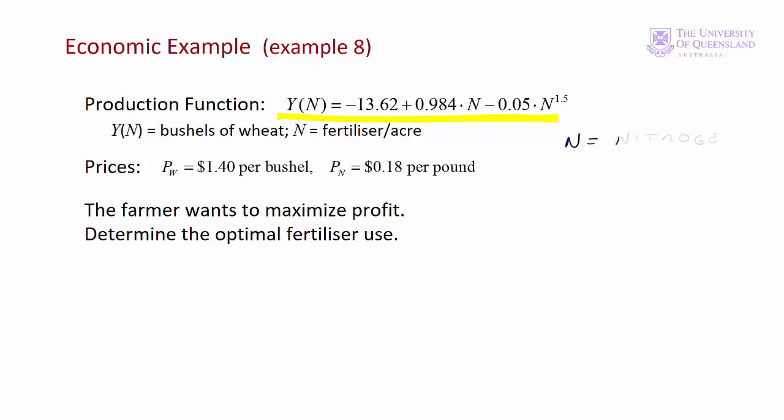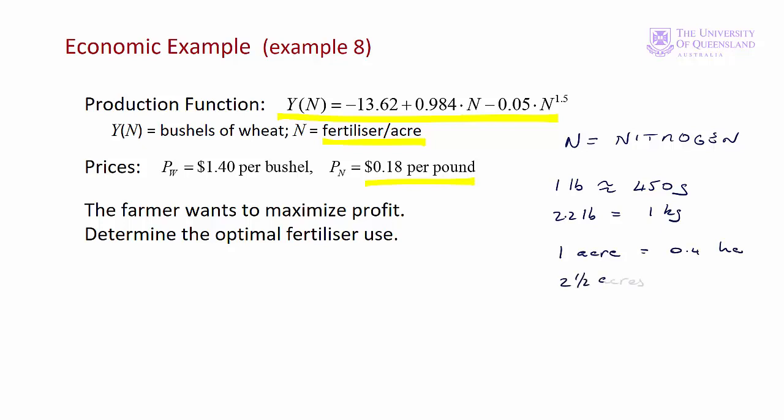N equals nitrogen, a common fertilizer. Let's look at some of the other terms here. The use of nitrogen, the fertilizer, is in terms of pounds per acre. We have the price there per pound and pounds per acre. 1 pound, LB being the symbol for a pound, is approximately equal to 450 grams, or 2.2 pounds equals 1 kilogram. 1 acre is equal to 0.4 of a hectare.